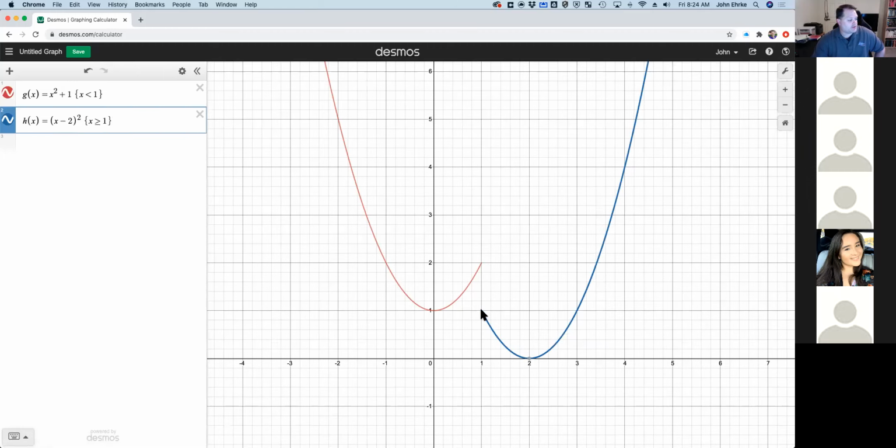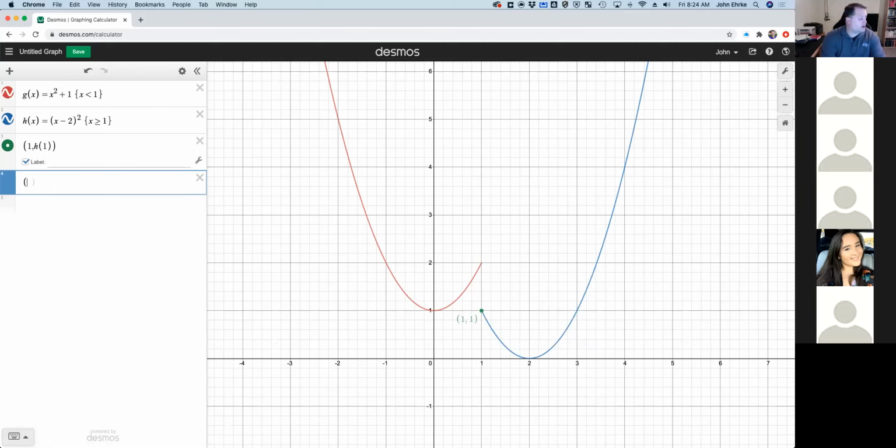We know that this circle is filled in. So we know that the point at 1, h of 1 is filled in. And then the other point at 1, g of 1, that is an open circle because it doesn't include the point at 1. It's not giving me that value. So what is it, 1, 2? Yeah. So the point at 1, 2, that's an open circle. So this is the piecewise function that's being defined here.